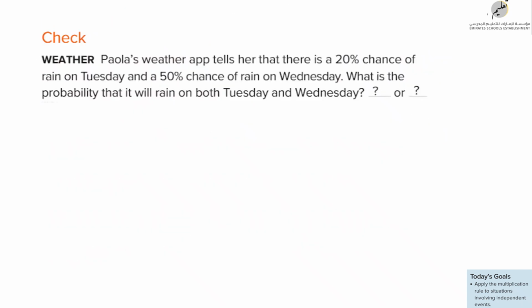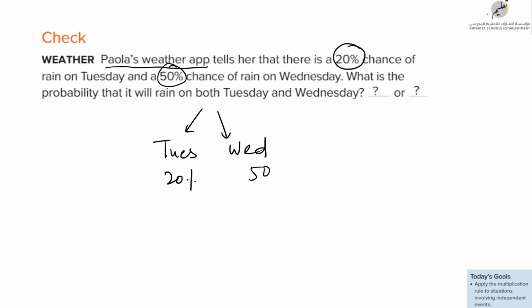Now let's solve a check question. So in this, Paula's weather app is checking the percentage of rain. So there are 2 days. One is Tuesday, one is Wednesday. The probability that it's going to rain on a Tuesday is 20%, and the probability that it's going to rain on a Wednesday is 50%. The question is asking what is the probability that it will rain on both Tuesday and Wednesday.